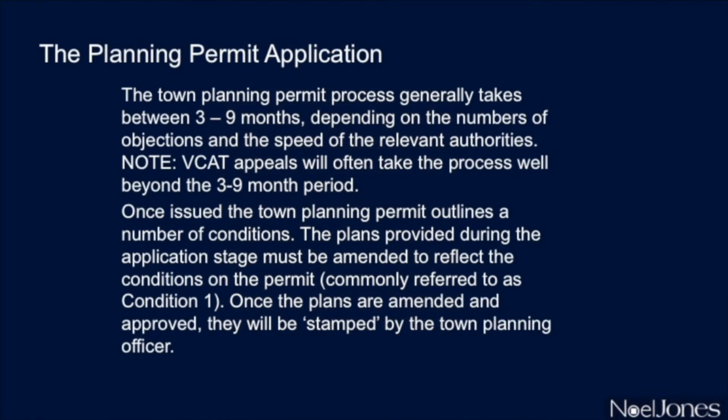The town planning permit process generally takes between 3 to 9 months, depending on the number of objections and the speed of the relevant authorities. VCAT appeals will often extend the process well beyond that 3 to 9 month period. Just be aware of that.